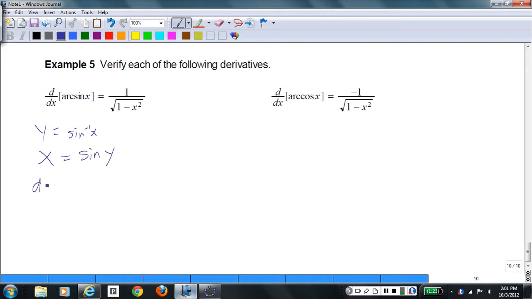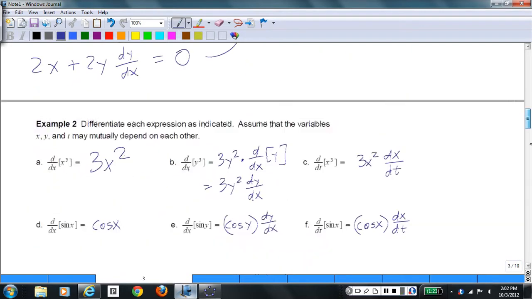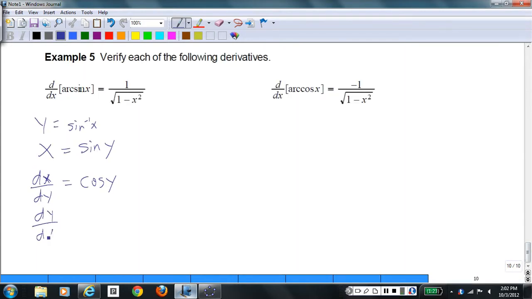What is dx/dy? Maybe even simpler than it seems, or as simple as it seems. It's cosine y, just like that. And because we're differentiating with respect to y, that variable matches the variable in the argument, we don't have to multiply by d anything. It's just cosine y. But if I want dy/dx, dy/dx is the reciprocal of this. dy/dx is 1 over cosine y.